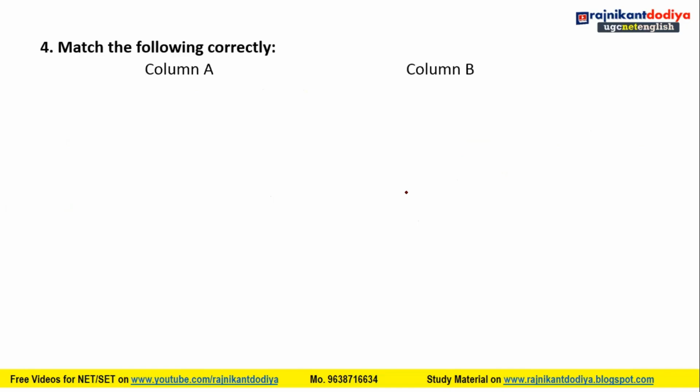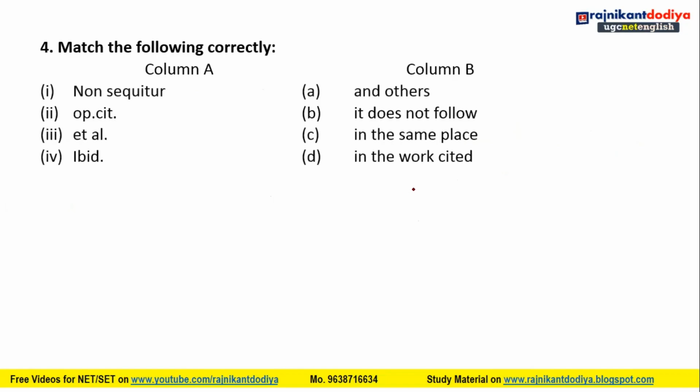Then match the following correctly. Here column A and column B are given. So we have four different questions in the form of matchings. In column A, some short forms are given, and in column B, their short definitions are given. So we have to identify. First one is non sequitur, then op. cit., then et al., and then ibid. In column B we have: and others, it does not follow, in the same place, in the work cited. So these are the options, and we have to match them appropriately.